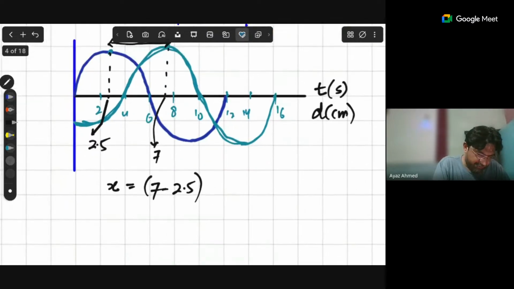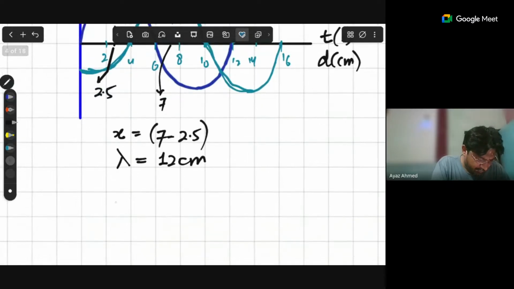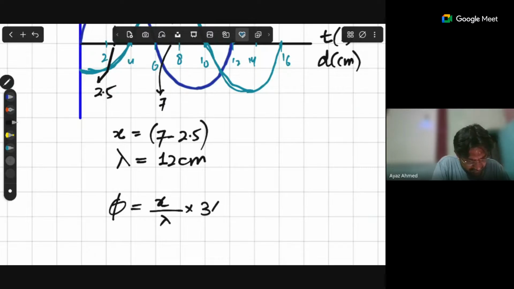That is the x. And what about wavelength? Either you consider the wavelength of the blue wave or the cyan wave, both have the same wavelength, so it is 12 centimeters. If I apply that formula, phase difference is x upon lambda into 360 degrees, what will I get? 7.0 minus 2.5. What's the answer?